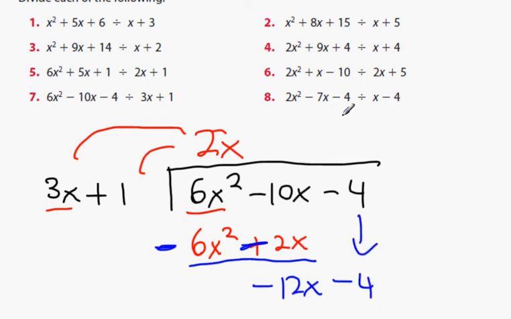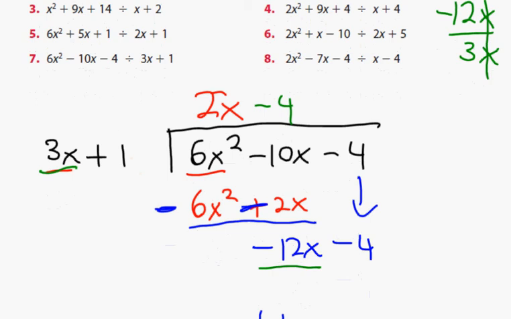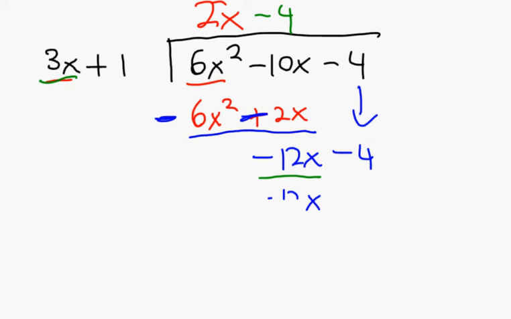Okay, what's the next step now? How many times does minus 12x divided by 3x? Minus 12x divided by 3x. Anybody? Minus 12 divided by 3? Minus 4. Multiply it back out again. What happens when you multiply minus 4 by 3x? Minus 12x. What happens when you multiply minus 4 by plus 1? Minus 4. Okay, so you get minus 12x minus 4.